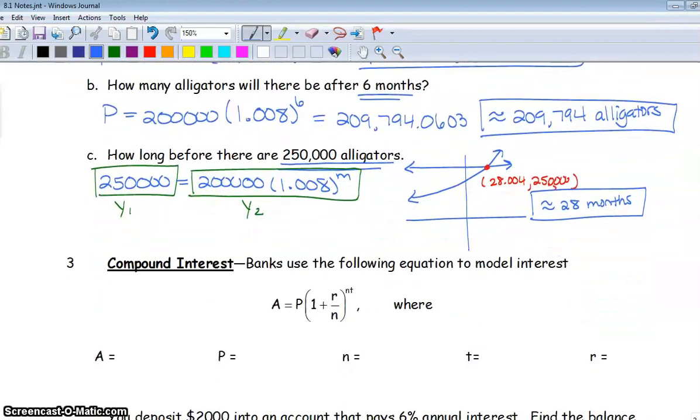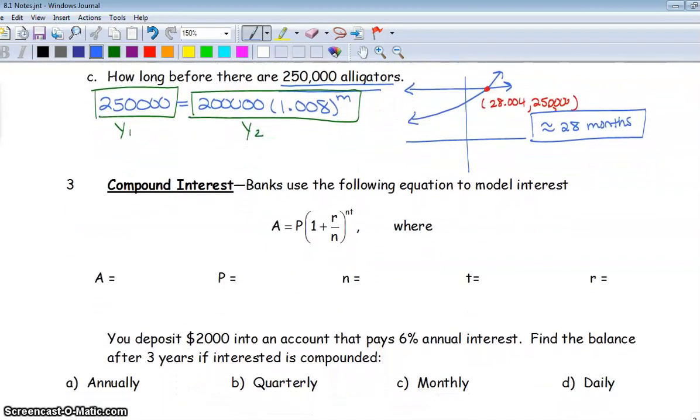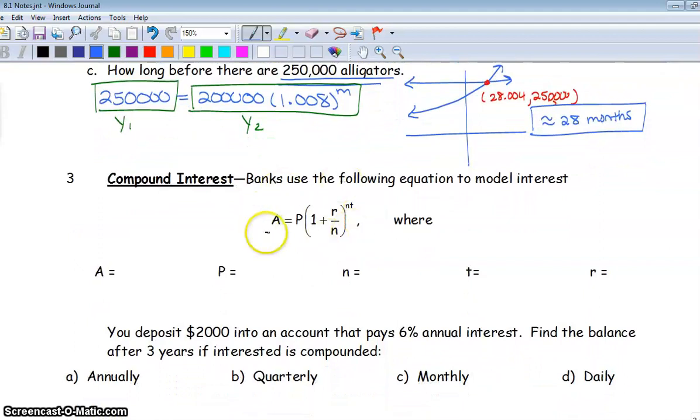Alright, so those are all exponential growths of populations. Exponential growth can also be seen with interest at your bank. Our formula here represents compound interest that you get at a bank. A is going to represent the total amount that you have. P is going to represent what they refer to as the principal, and that's just the initial amount, just like in our other equation.